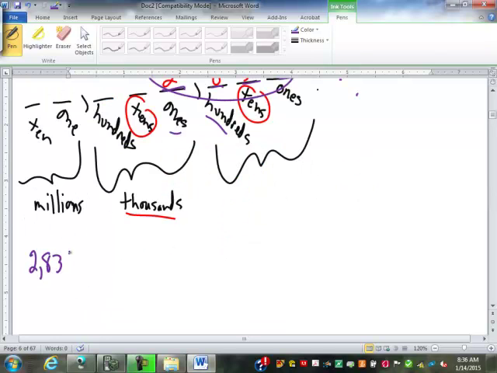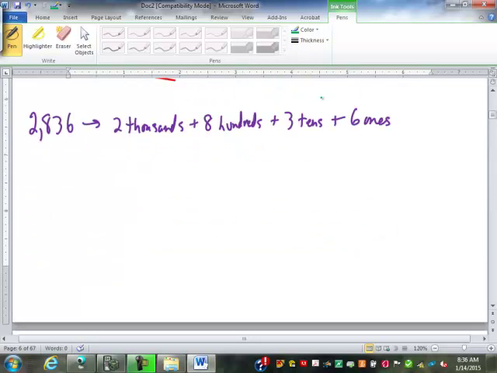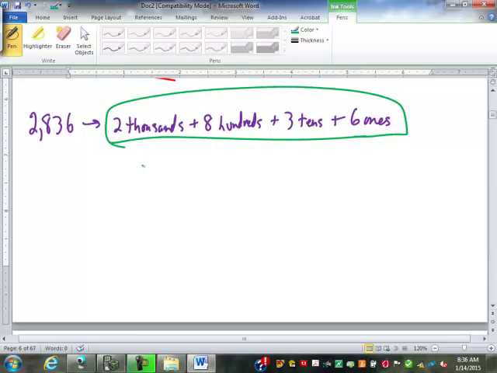As with most of what we've been taught in math, it's a shortened version, an abbreviation. The full form of that number would look like this: 2000s and 800s and 3 tens and 6 ones. A lot of us have heard that called expanded form. It's really the full form of the number.